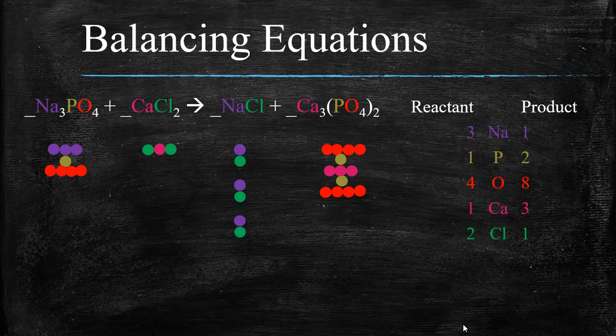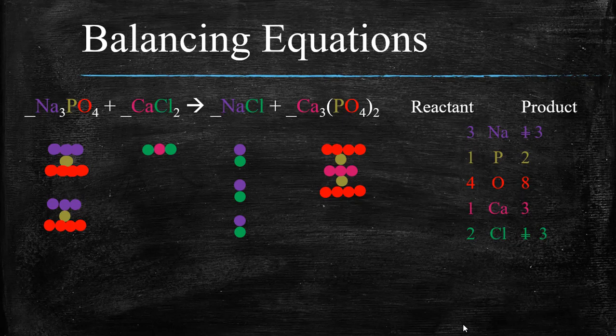I need 3 on the product side, so I add 2 more sodium chlorides, and that now gives me 3 sodiums, and it gives me 3 chlorides on the product side. But I see that my sodium is balanced. Now I need to balance something else. I'm going to pick phosphorus. I have 2 on the product side, 1 on the reactant side, so I add another one to the reactant side.